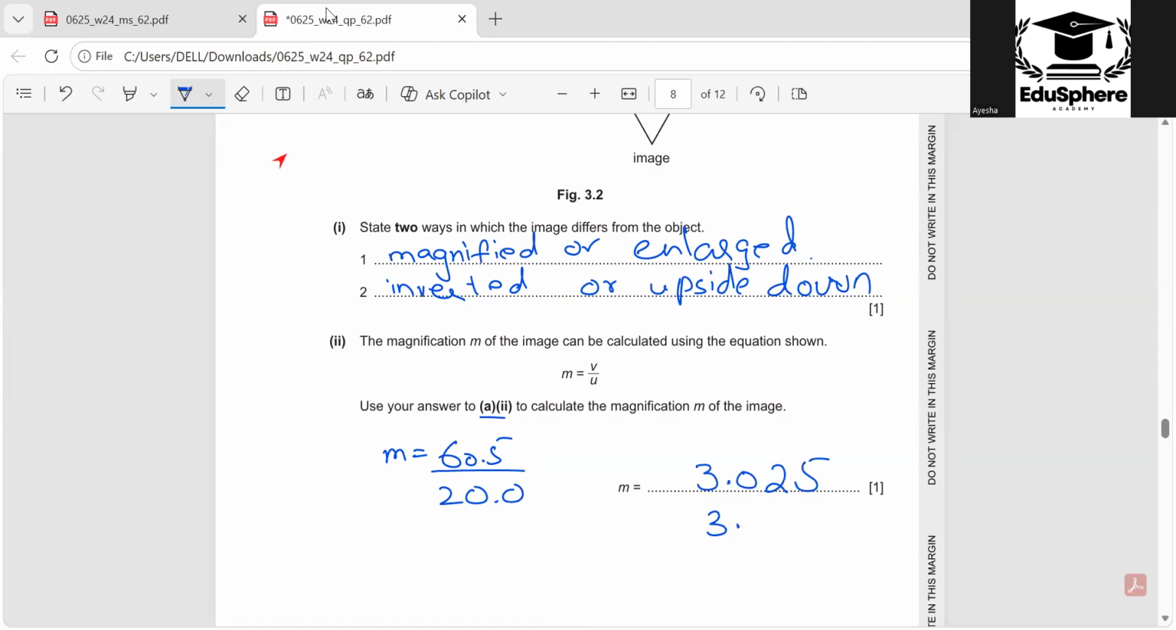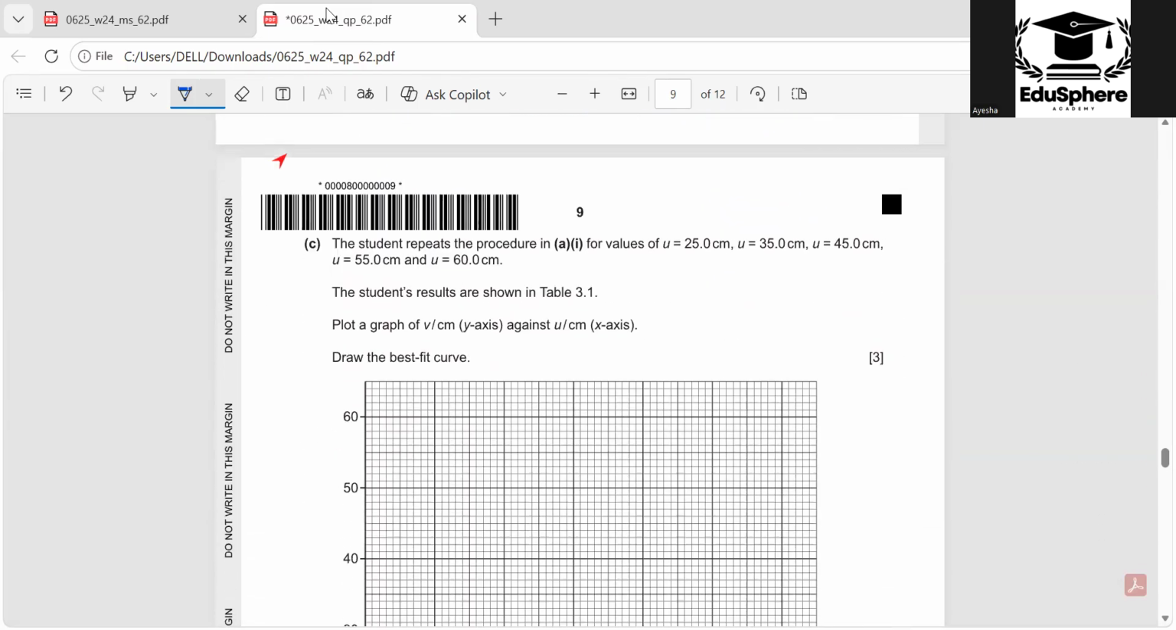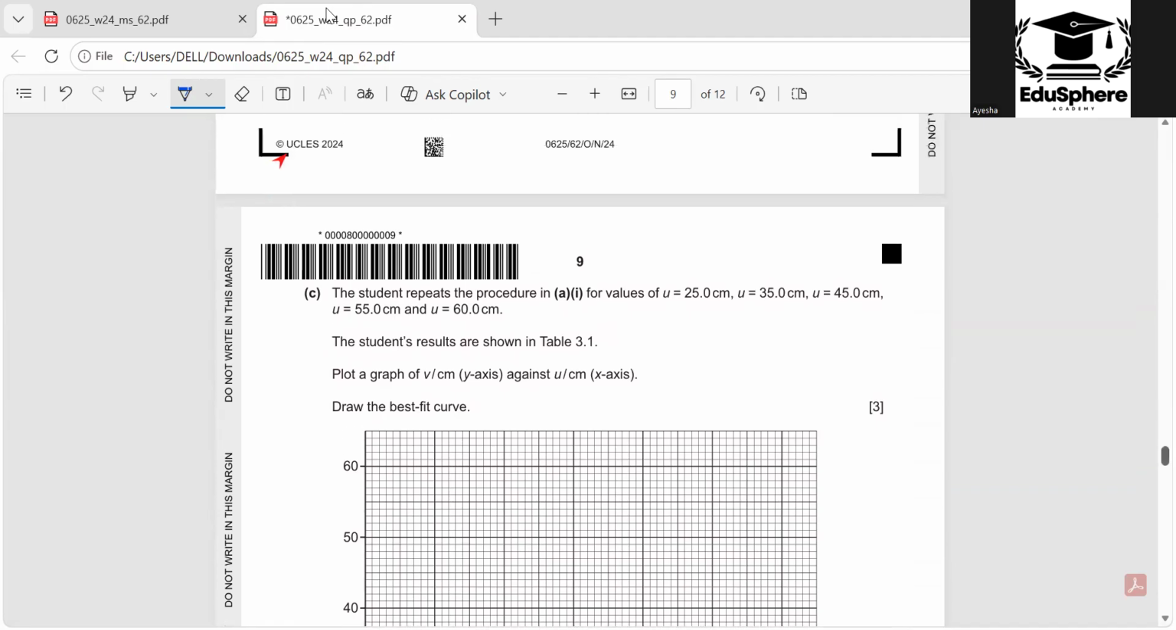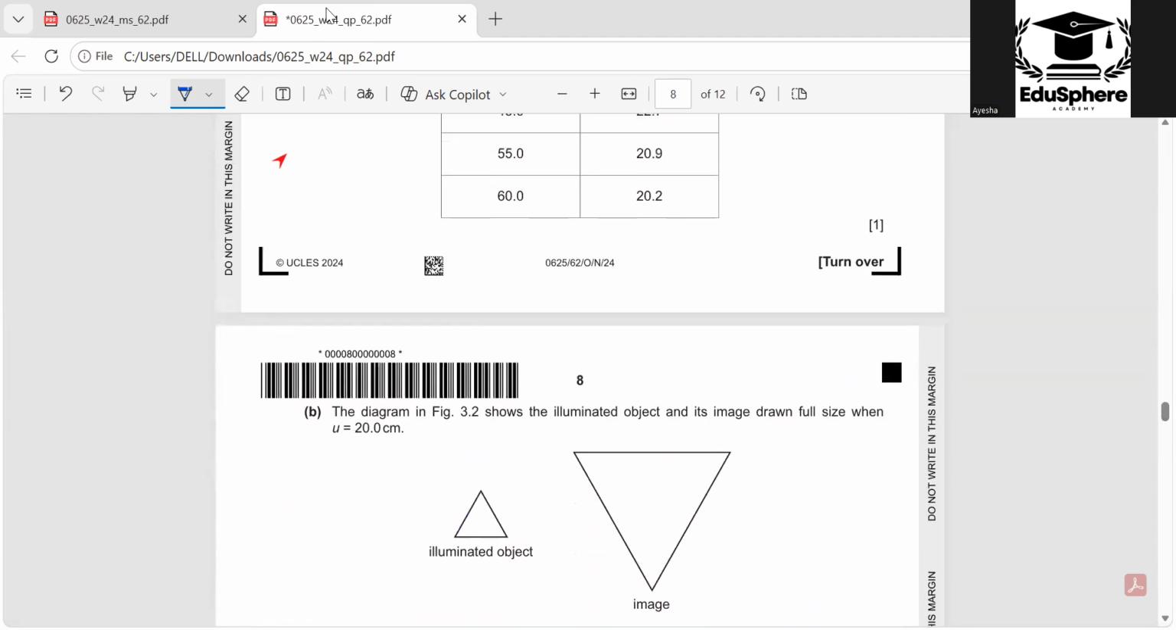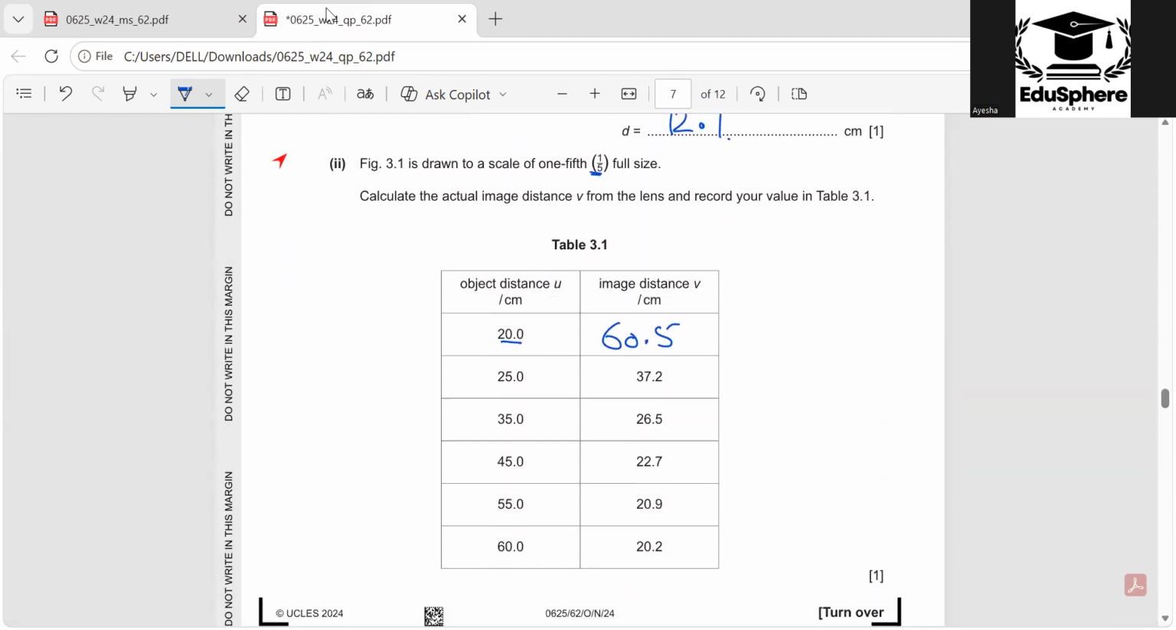So the value is 3.02. Okay. Next question is that the student repeats the procedure for all such values, which are given already in the table. So let me write down all the values and I'm going to draw a graph. I'm just writing all the values here for my ease.